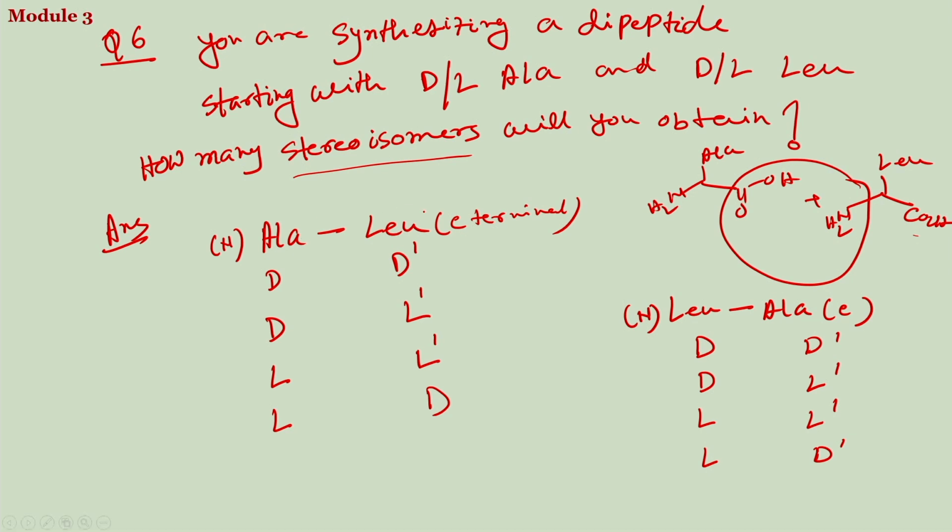So, if you remember your basic organic chemistry, if you have two optically active centers, the total number of stereoisomers that is possible is 2 to the power 2, which is 4. So, 4 for each, 4 for here, 4 for there. So, a total of 8 stereoisomers will be possible for this dipeptide.